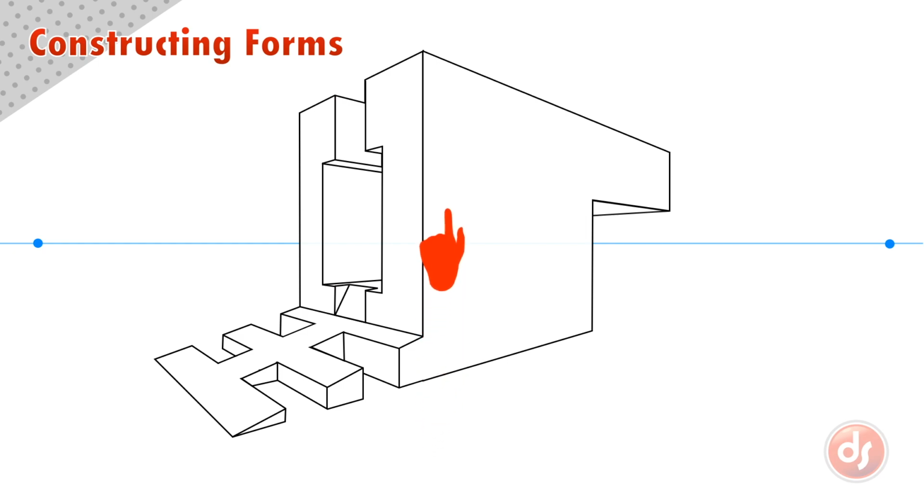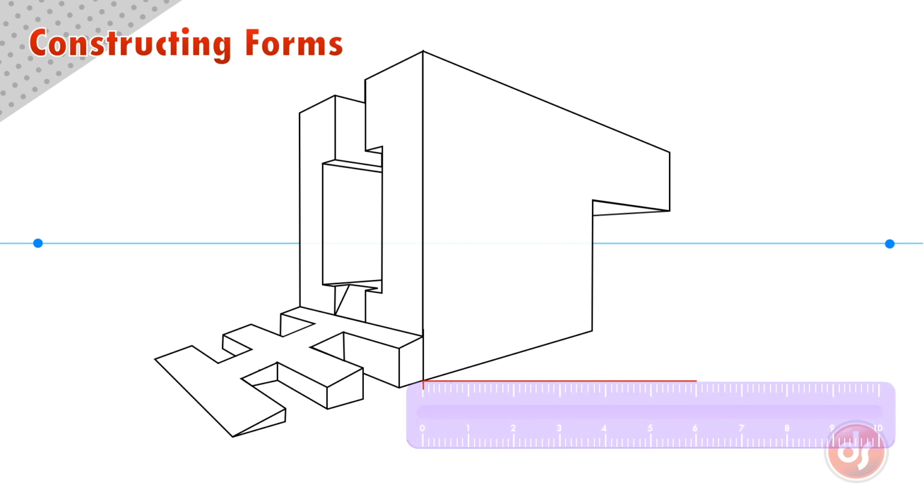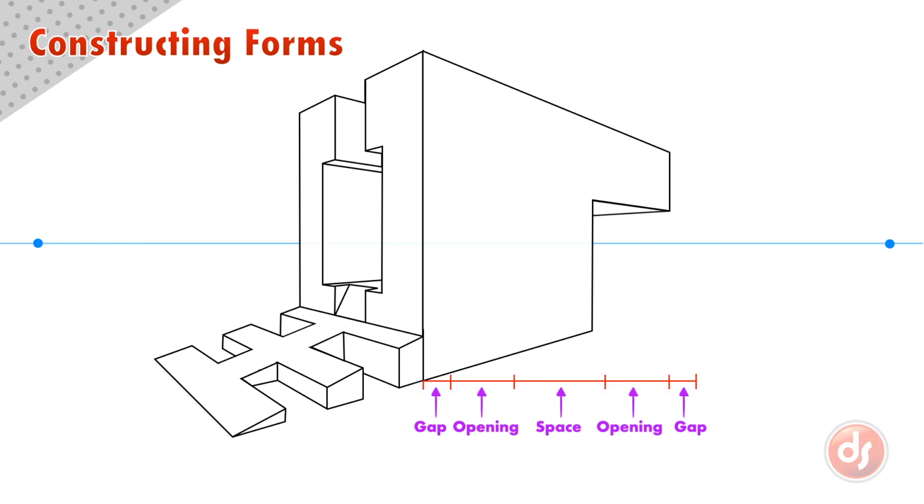Let's cut two openings into the side of the box here, leaving a space in between them. Because the openings will have irregular spacing, we can use a measuring line. We will draw a horizontal line from the original corner of the box and divide it to give us a gap between the edge of the wall and a space in between the openings.